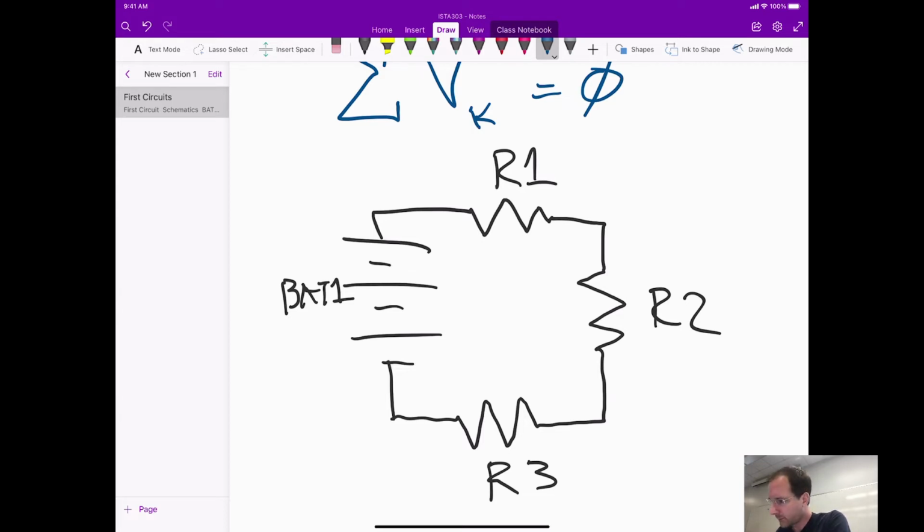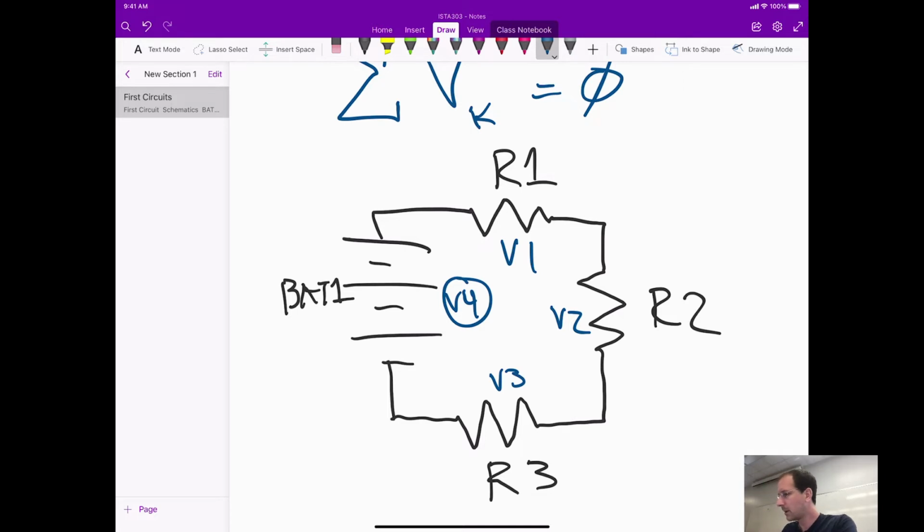And so say the voltage for the resistor number 1, the amount of voltage that it uses might be V1. And over here for resistor 2, it might be V2. For resistor 3, it might be V3. And for the battery, it might be V4. Again, this one is generating voltage, and the other 3 are using that voltage.